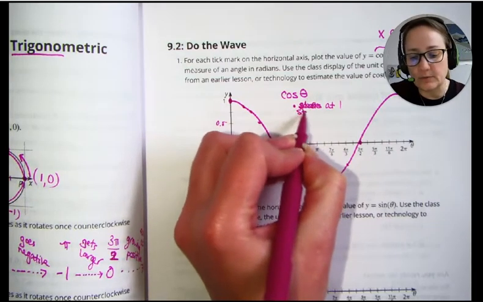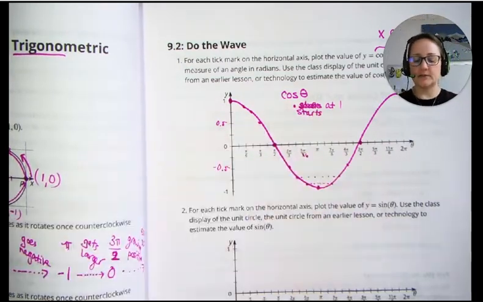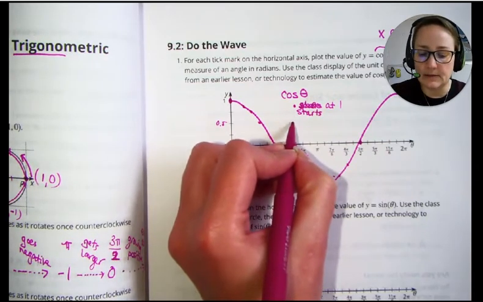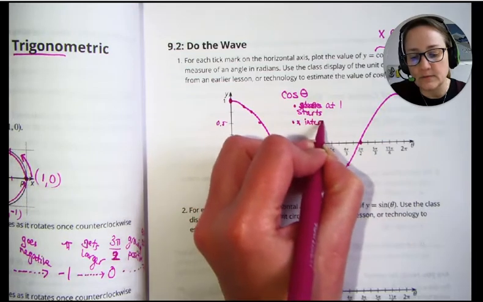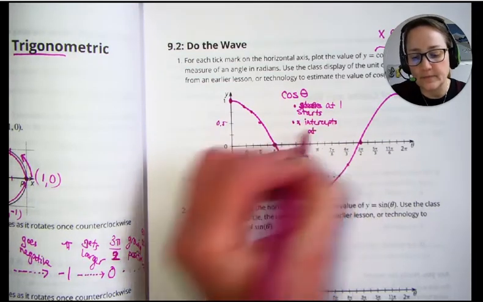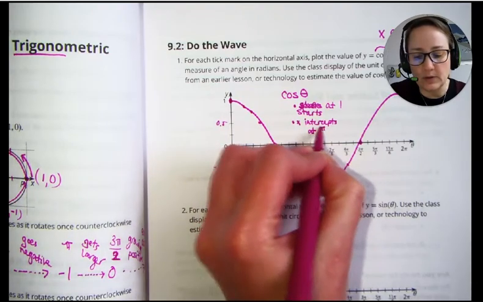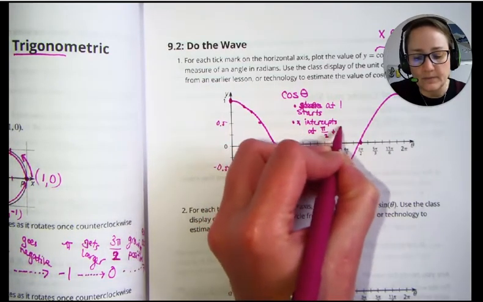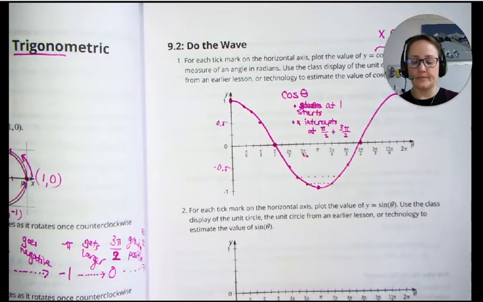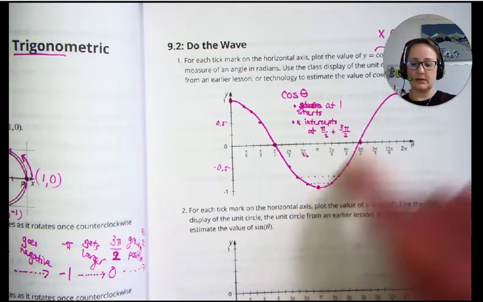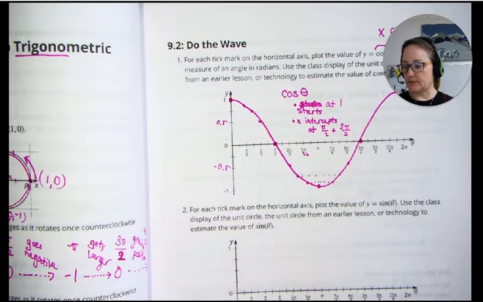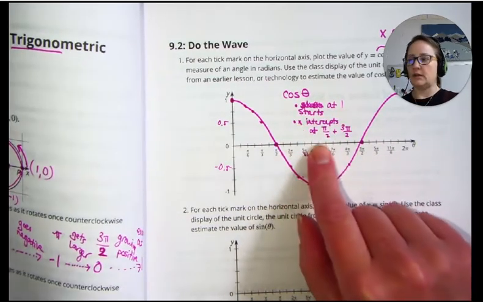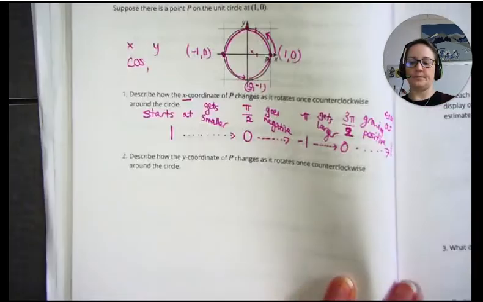I'm doing a terrible job writing words today. All right, starts at 1. X-intercepts at pi over 2 and 3 pi over 2. Dips down to -1 and ends back up at 1. I'm going to change colors. Love my color coordinated ideas. Keeps me in check. Cosine starts at 1, x-intercepts, ends back at 1.